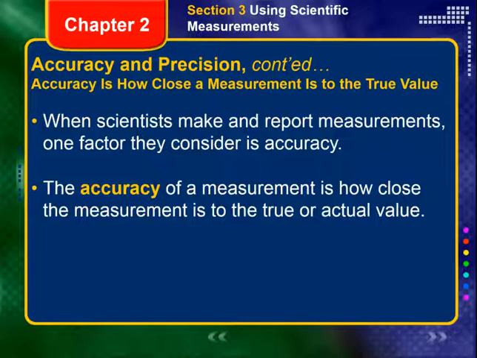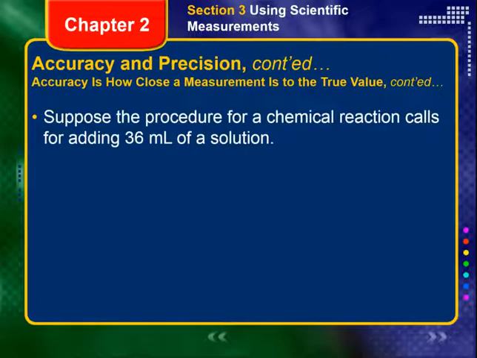Now, if you measure something, like if you measure your height, you're going to get a number. Now, you have a true height, a real height, how tall you actually are. That's the true value, the actual value. The accuracy of your measurement is how close your measurement is to that actual value. It might be very, very close to the actual value. It might be very, very far from the actual value.